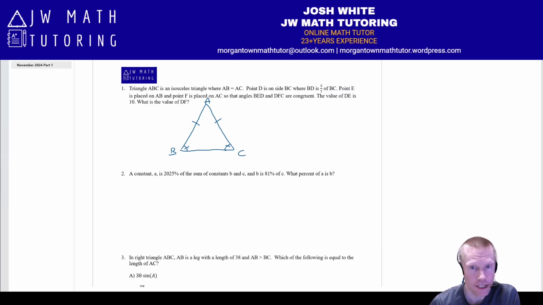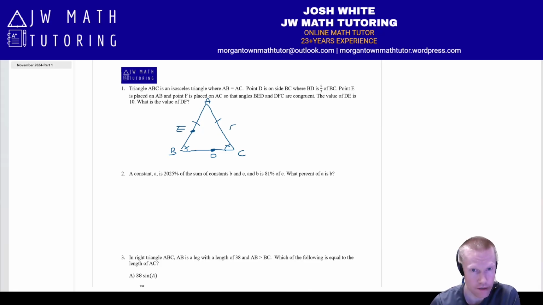Now, point D is on side BC, so down here, what we call the base, where DC is 5/7 of BC. So that means 5/7, notice, is more than half. So that means that point D is like more than halfway over here. So maybe it's like right here, okay? And then we also have E being placed on AB, so whatever, I'll just put it here.